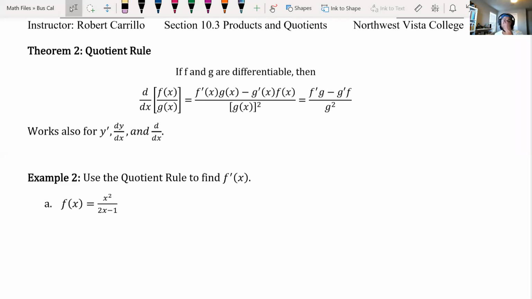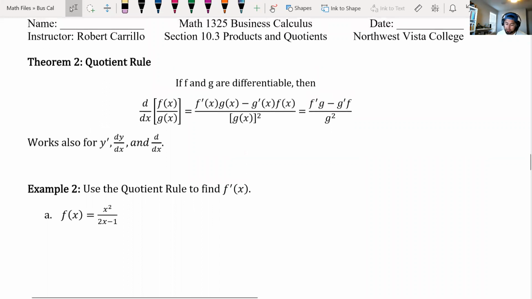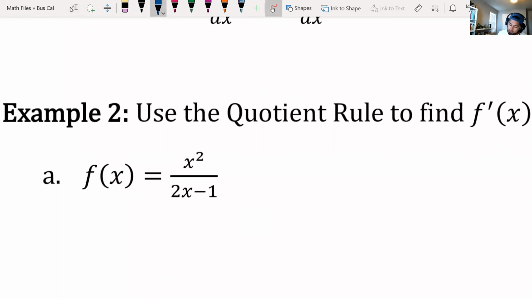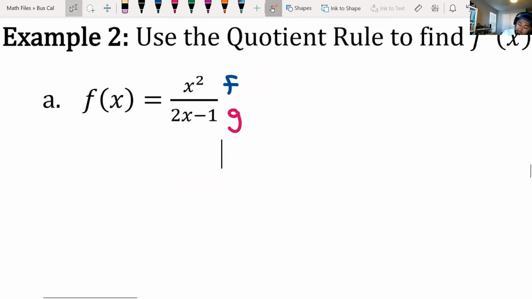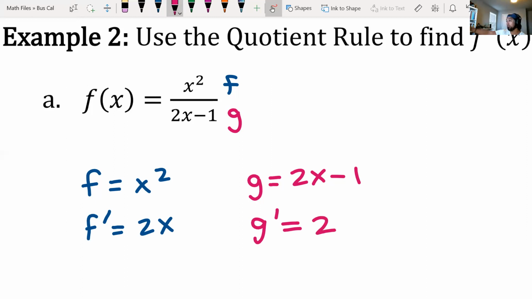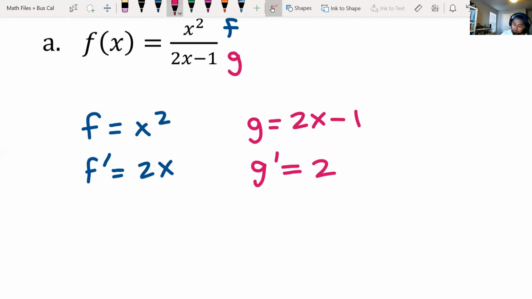So let's go ahead and try the quotient rule out. So this time, the numerator will be f, and the denominator will be g. And we're going to do the same exact thing as we did for product rule. f is x squared. g is 2x minus 1. f prime is 2x. And g prime is just 2. So label f, label g, take their derivatives.